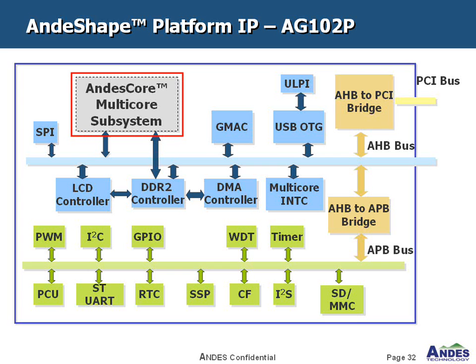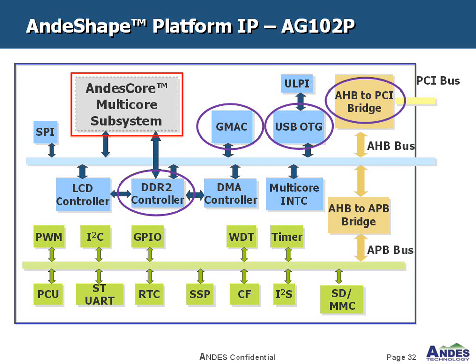The other powerful platform is AG102P. It has better performance than AG101P. We can look at what is different from AG101P to AG102P. First, AG102P uses GMAC and AG101P uses 1000 MAC, and AG102P uses DDR2 to replace the SDRAM controller and uses USB OTG, AHB to PCI bridge, so AG102P can support a PCI interface.